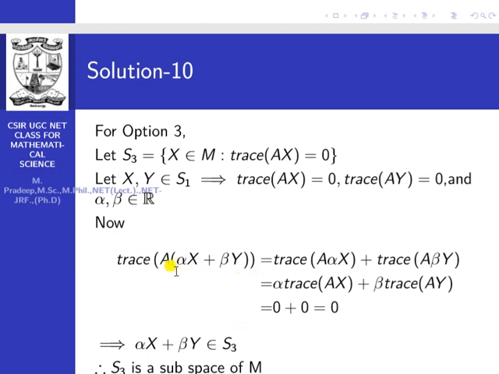If you try this, we can multiply A inside: A alpha x plus A beta y. Then trace of A plus B equals trace of A plus trace of B. So trace of A alpha x plus trace of A beta y. Take alpha common, it's a scalar. So alpha into trace of Ax plus beta into trace of Ay. Already we know that trace of Ax is 0, trace of Ay is 0, so 0 plus 0 equal to 0. So alpha x plus beta y should belong to S3.